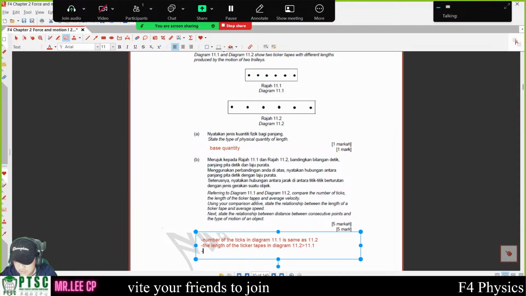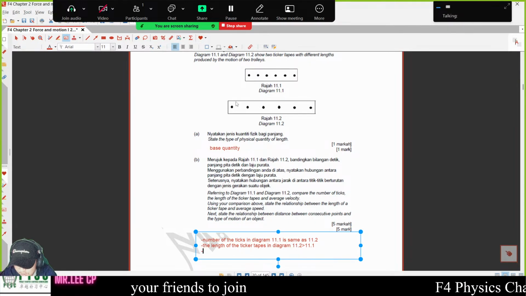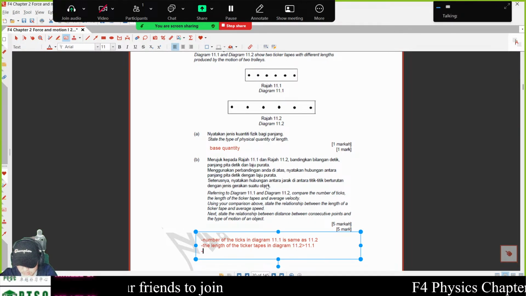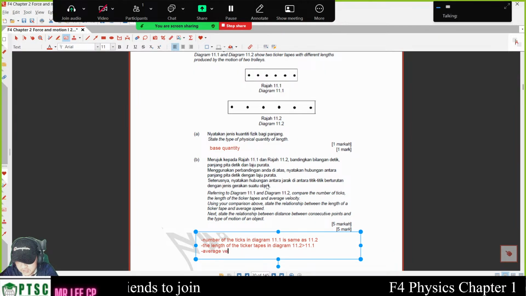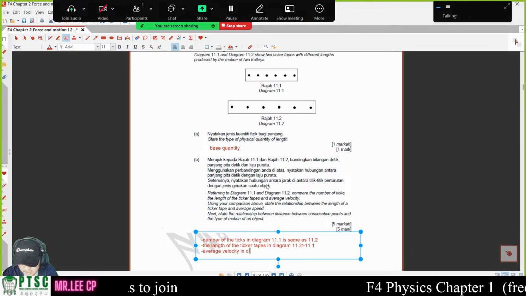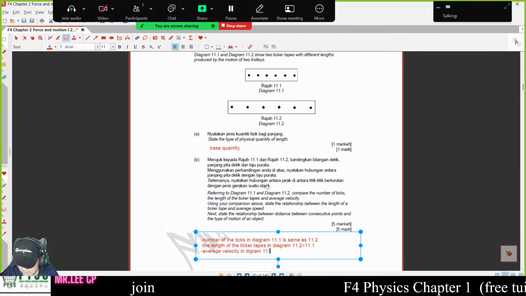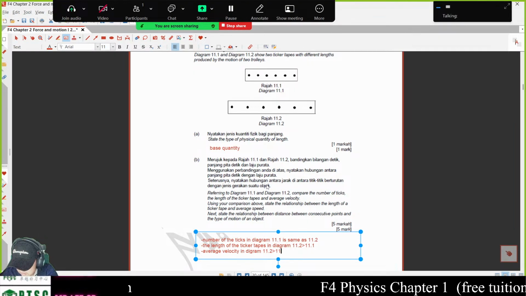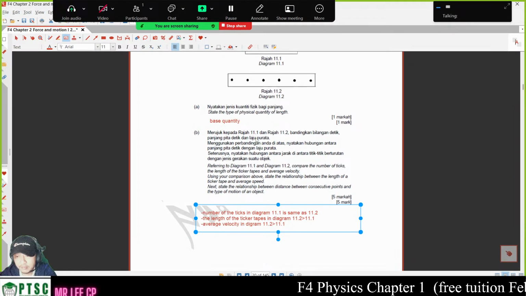So next one, what are they asking you? Compare the average velocity. Here it is fast, here it is slow. So the average velocity in diagram 11.2 is greater than 11.1. Okay.